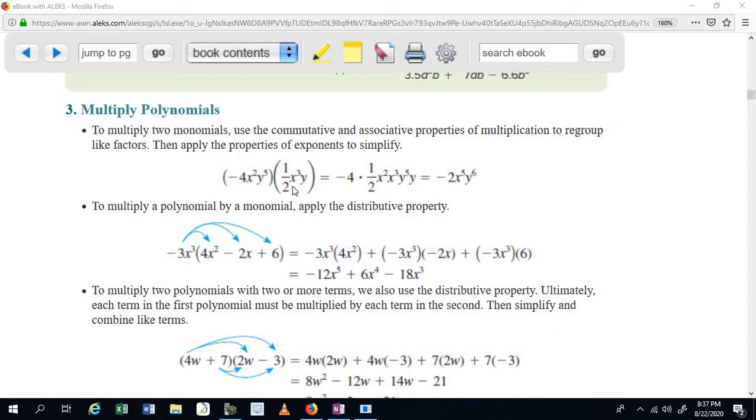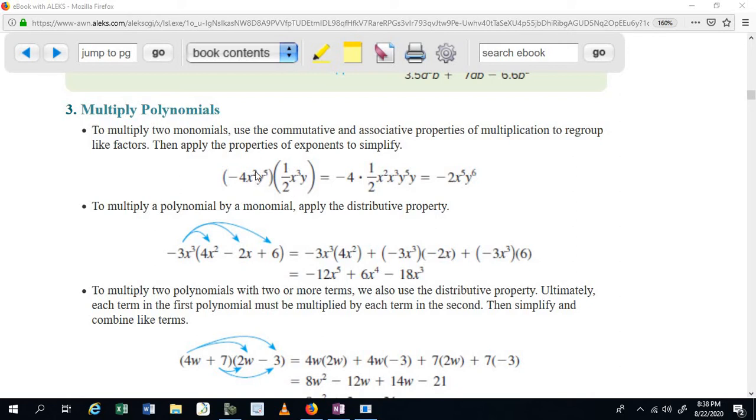And then you can group the x's together by moving this x cubed next to the x squared. And then you can move this y to the 5th next to the y. And then to multiply these, you would just add exponents. So this would become x to the 5th power, because 2 plus 3 is 5. And then this would become y to the 6th power, because 5 plus 1 is 6. And so that's how you would multiply monomials.